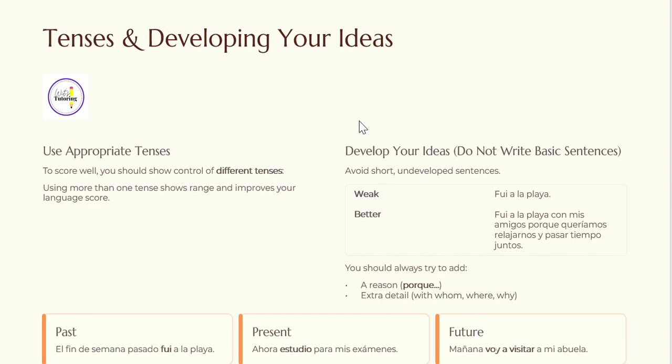Remember to develop your ideas, so do not use basic sentences. An example of a weak sentence is fui a la playa, right? You're just saying, I went to the beach. Nothing special. But a better sentence is fui a la playa con mis amigos porque queríamos relajarnos y pasar tiempo juntos. So this is clearly a better sentence because it gives detail. So always try to add a reason like porque and add extra details like whom you're going with and where you're going and also why you're going.